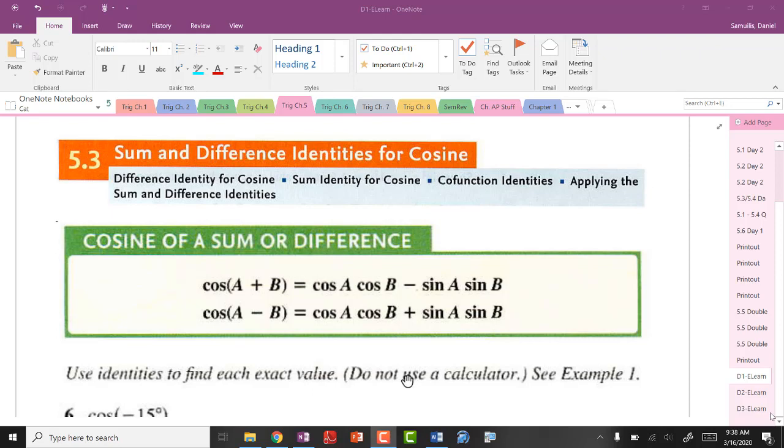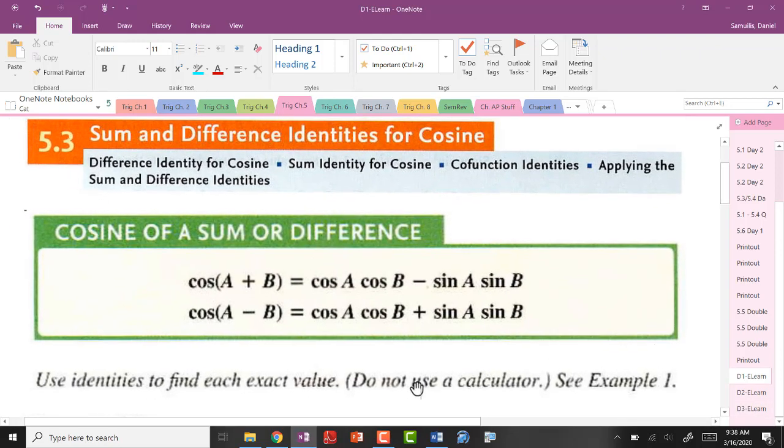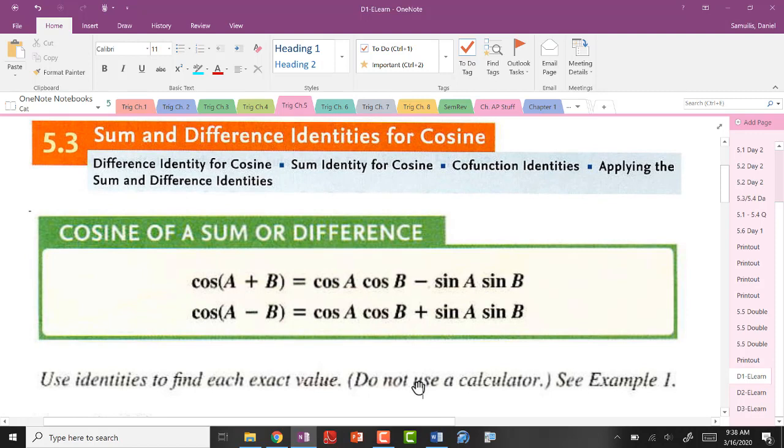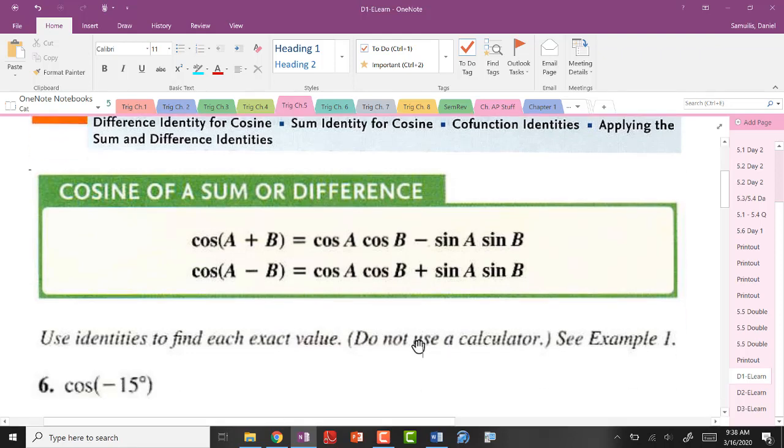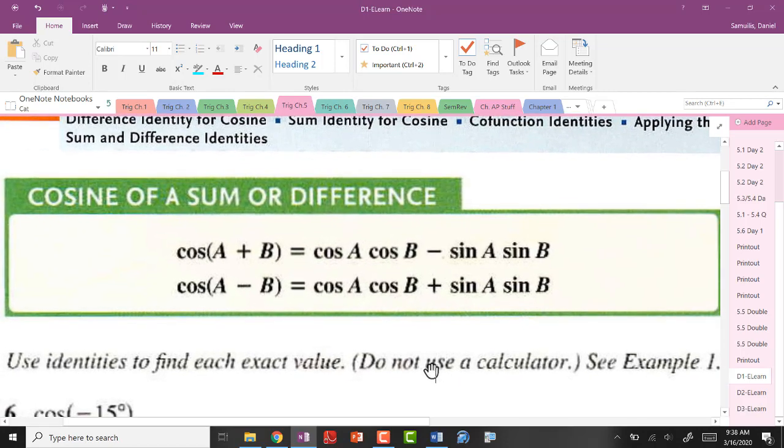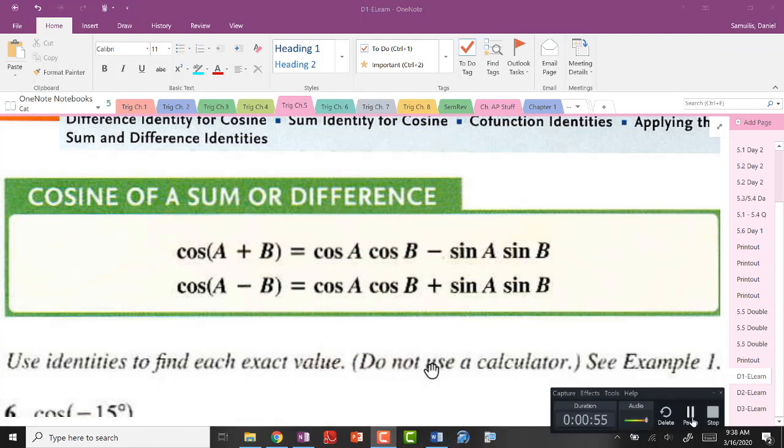So hopefully you do your parts and watch these videos. We tried to keep it short, and we definitely simplified the homework, made it a little bit shorter just to get the essentials done. So here we go. All right, 5.3 actually just deals with these two identities, but then we do have another set called the co-function identities.